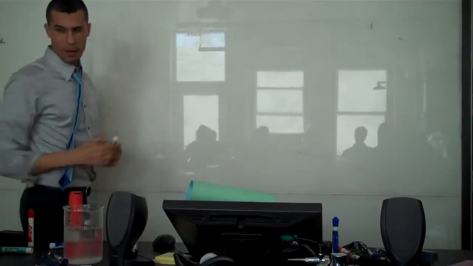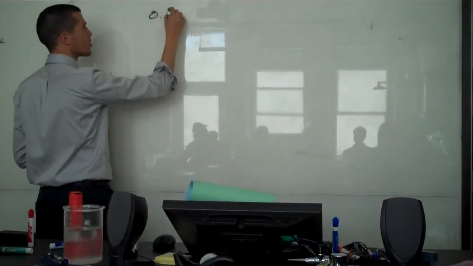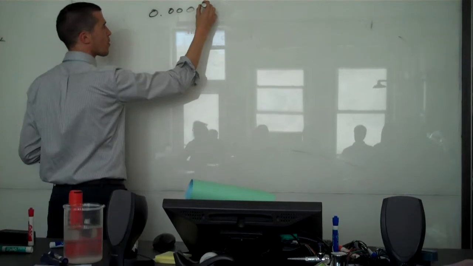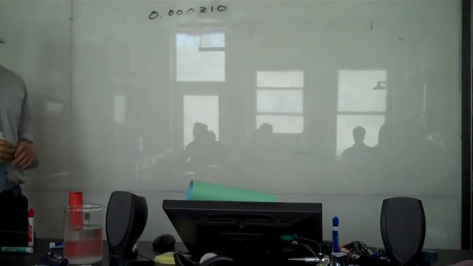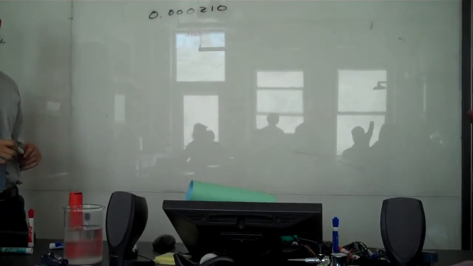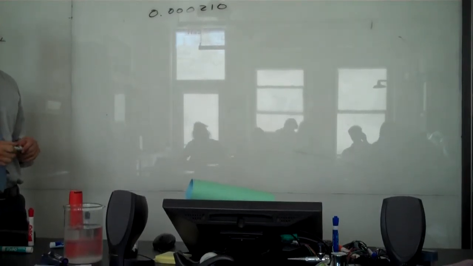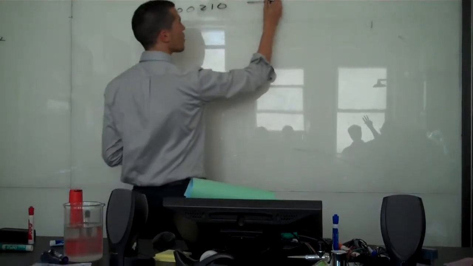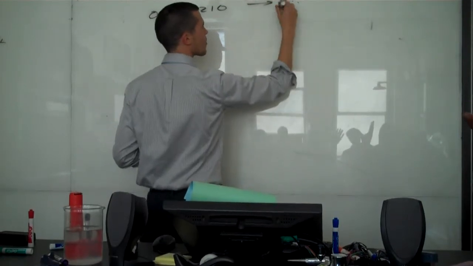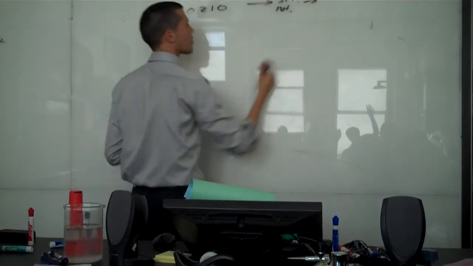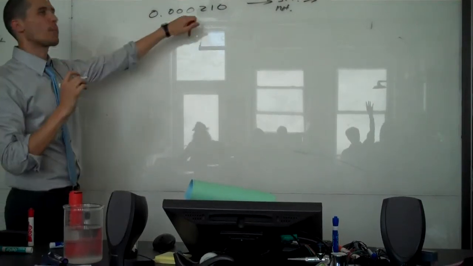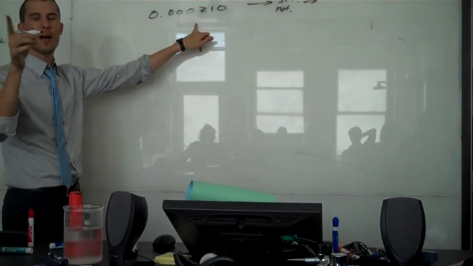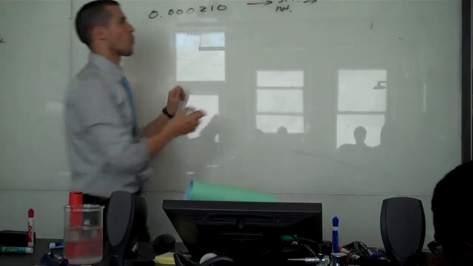This number right here, 0.000210. Oh, I like this one. It's 2.1. How do you turn this into scientific notation? The first thing you should look at is the first non-zero number. I'm just going to walk you through it right now.